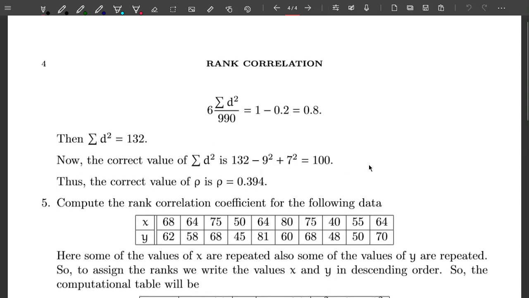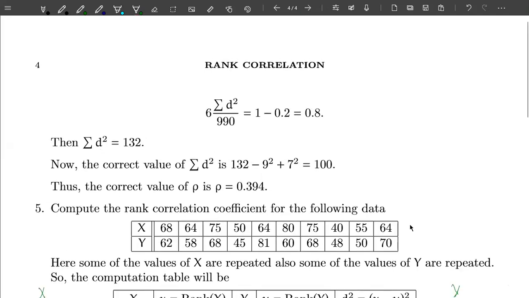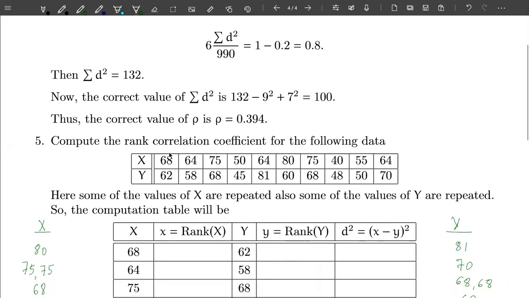So now using this, use the formula for rho and calculate the value of rho. So rho will be equal to 0.394. Next problem. Compute the rank correlation coefficient for the following data.